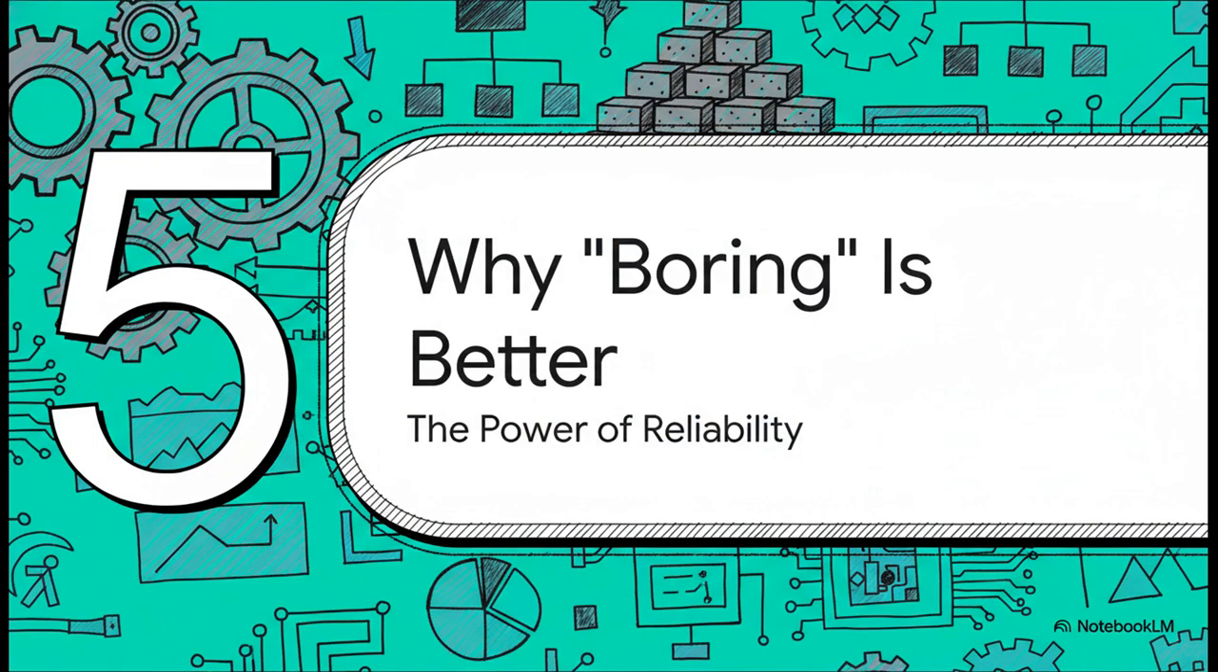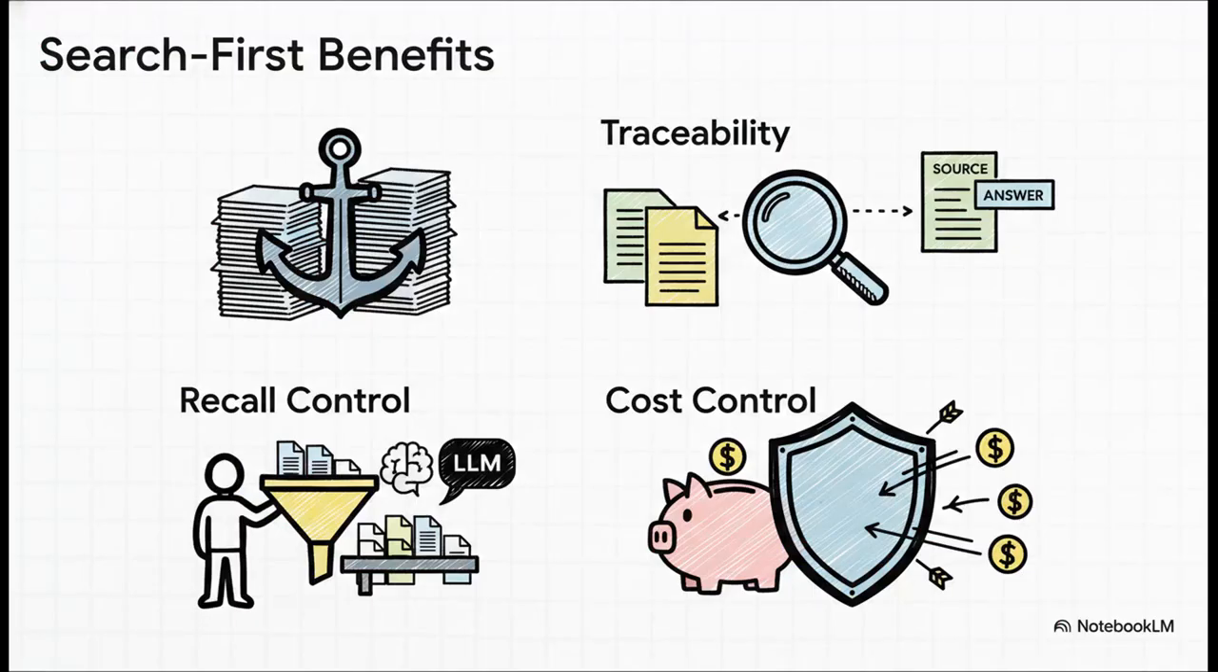This brings us to our conclusion, where we're going to celebrate something that might sound a little weird at first. The idea that in production systems, boring is actually way, way better. I mean, the benefits of this search-first approach are huge. First off, you pretty much eliminate hallucinations by grounding the LLM in your actual documents. Second, you get full traceability, so you always know exactly where an answer came from. You also get to control what the LLM is even allowed to see in the first place. And finally, you control your costs by stopping all those expensive speculative calls to the API.